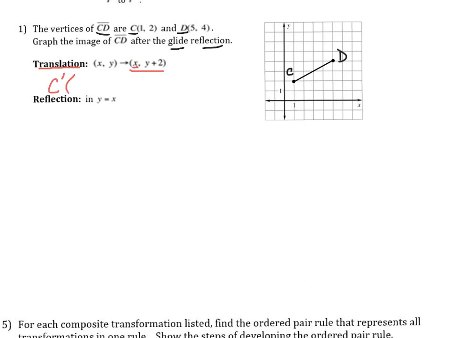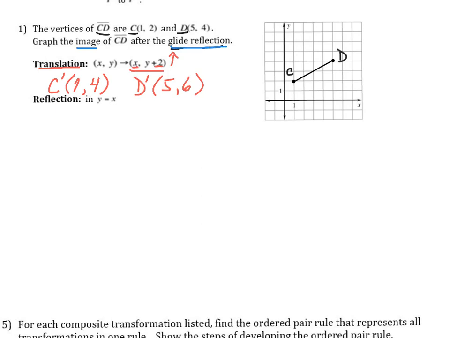Now the x coordinate is going to stay exactly the same, but for my y coordinate, it's going to be plus 2 units. So C prime is going to be at (1, 4), and D prime is going to be at (5, 6). So that plus 2 tells me that my segment is going to go up 2 units. Now I don't have to graph C prime, D prime. I'm really just worried about the image after the glide reflection is complete.